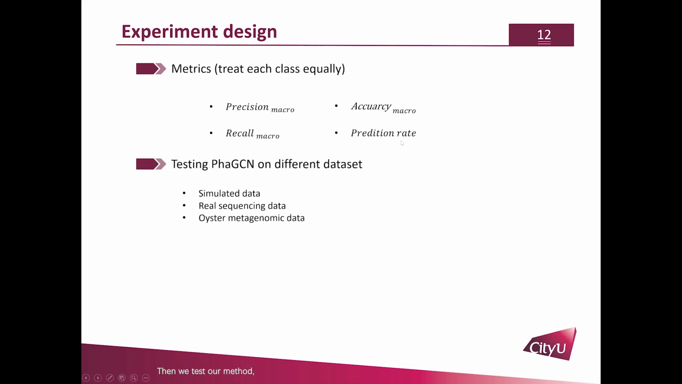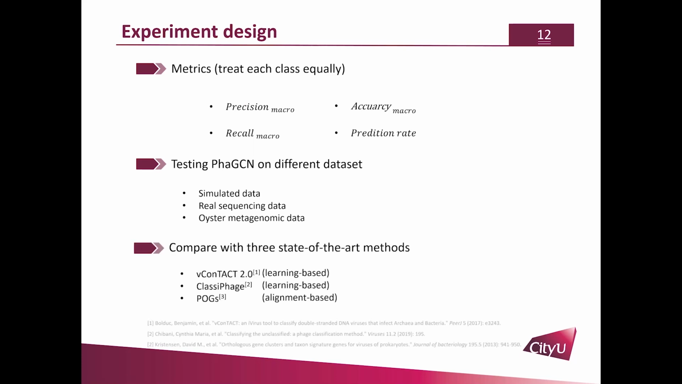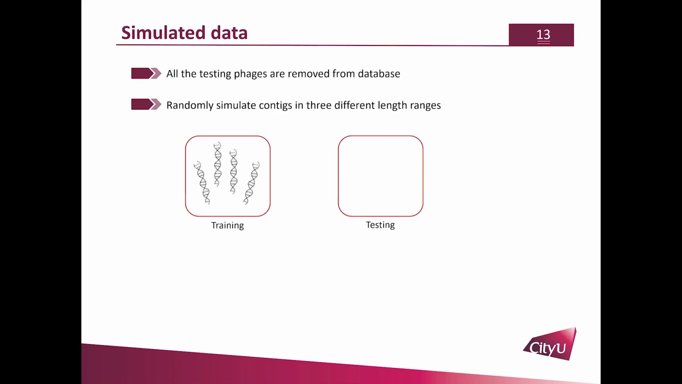Then, we test our method phage GCN on different datasets: the simulated data, the real sequencing data, and one metagenomic dataset. We also compare our method with 3 state-of-the-art tools. 2 of them are learning-based methods, which means they use machine learning algorithms. And the POGs is using the alignment-based method.